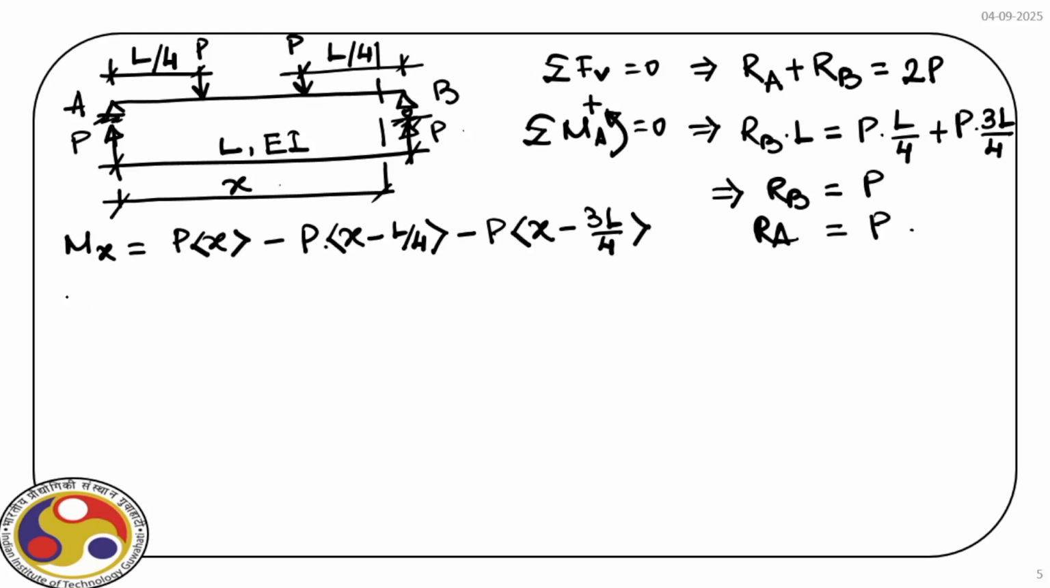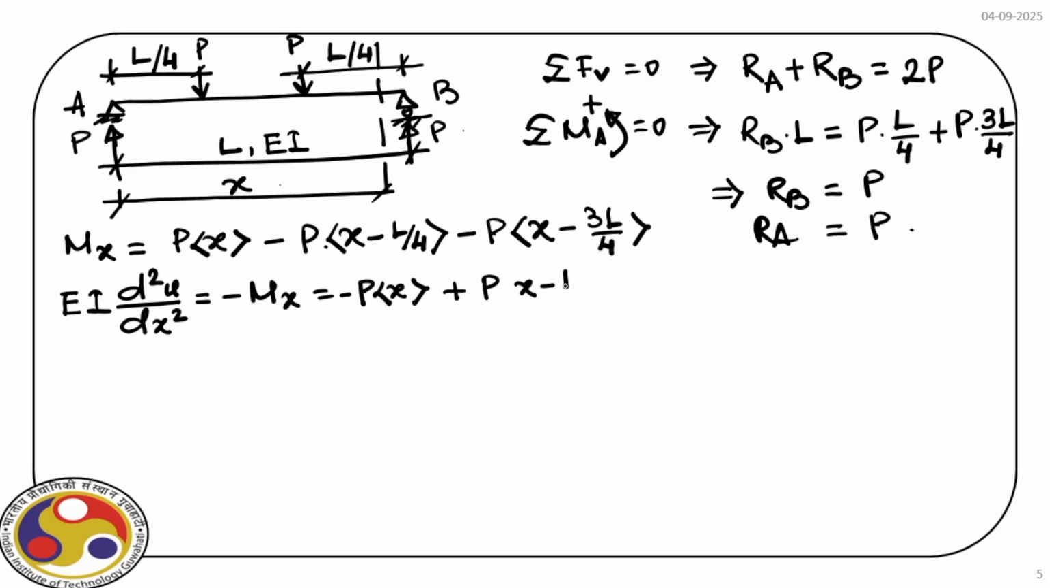Now we can apply the expression for moment at a section X. So it is EI d2u dx2 is equal to minus Mx. That means minus P times x in Macaulay's bracket plus P times x minus L by 4 plus P times x minus 3L by 4.